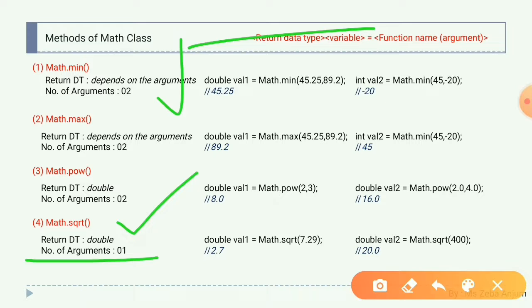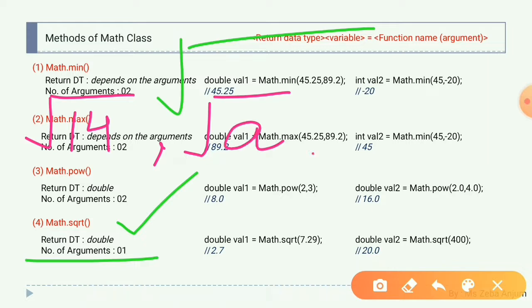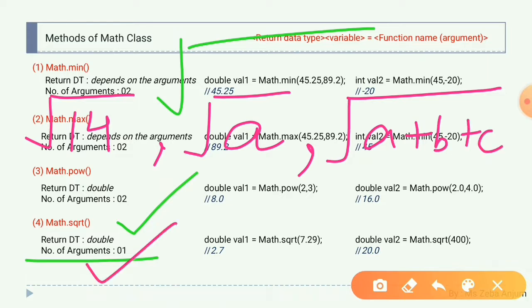Either you use a single value, or a single variable, or an expression, but the number of arguments should be 1 in this case. Either you can use some value, like square root of 14, or you can use square root of a where a is a variable, or you can use any expression, like a plus b plus c, but the number of arguments should always be 1 in this case.